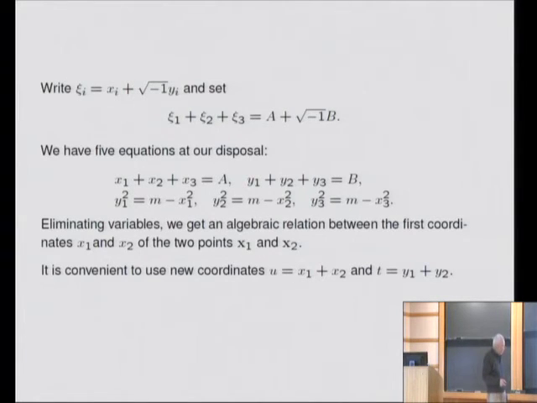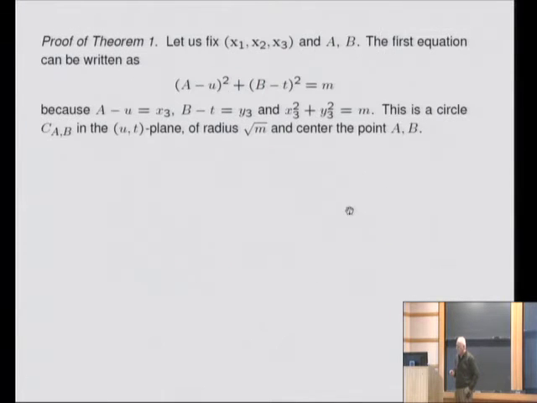For simplicity in writing up formulas, it may be convenient to write u as x1 plus x2, and t as y1 plus y2. So you can use those as new coordinates after doing the elimination. The elimination you do on the computer just to avoid little mistakes in counting, because it's a little painful. And now you prove the theorem.